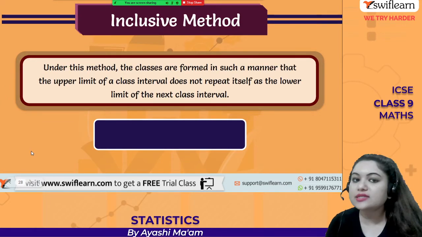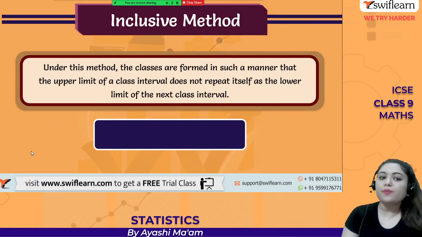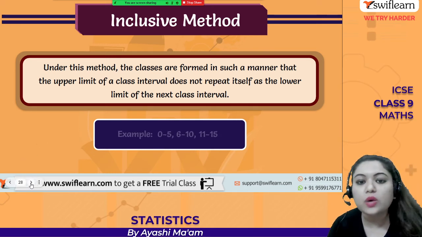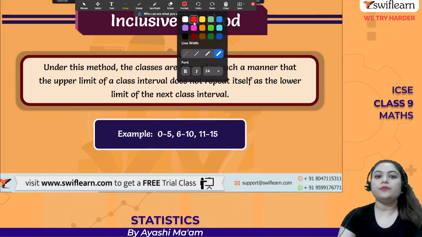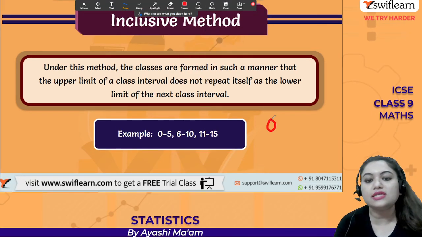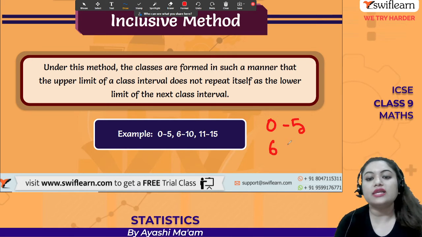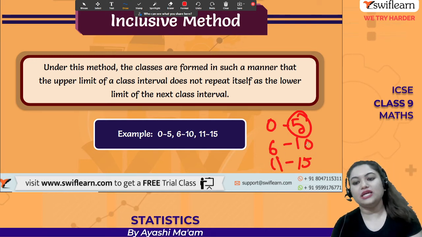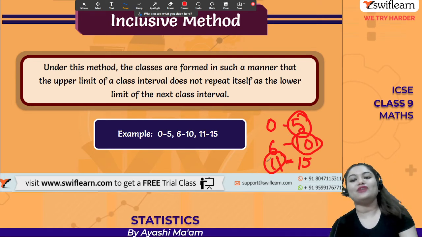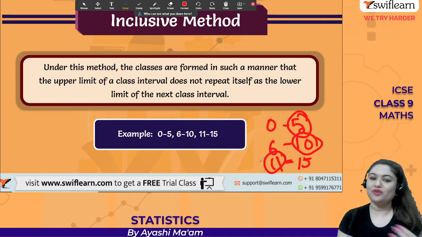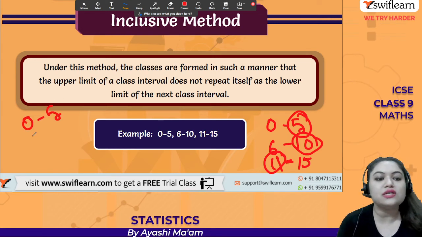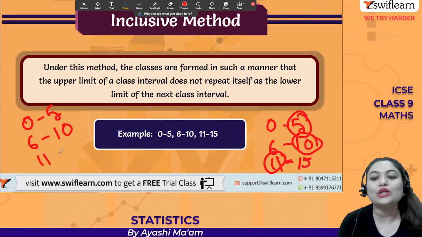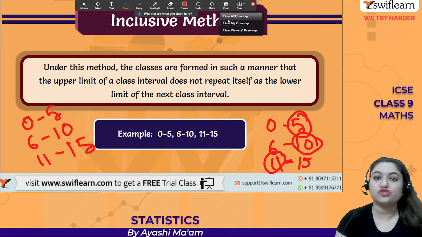Inclusive method. Under this method, the classes are formed in such a manner that the upper limit of a class interval does not repeat itself as the lower limit of the next class interval. मतलब ये हुआ कि suppose एक class interval अगर 0 to 5 हो, next class interval is 6 to 10. So this is the upper limit of the first class interval. It is not repeating itself anymore, right? Again 11 to 15. So here it is ending at 10 but starting at 11. So this 10 is not repeating itself. Okay? So whenever there are no repetitions, then we can call it the inclusive type of frequency distribution.